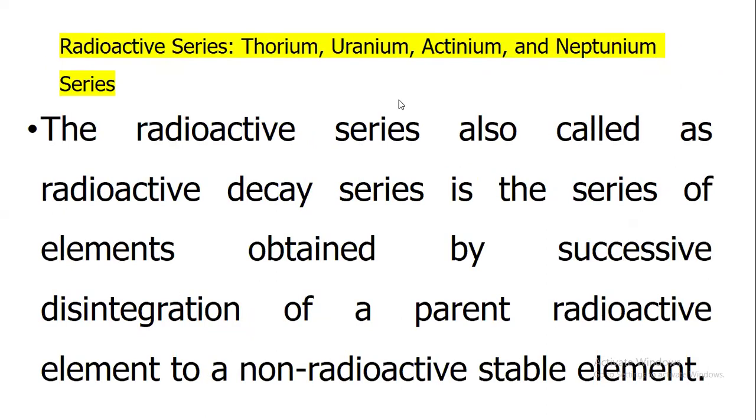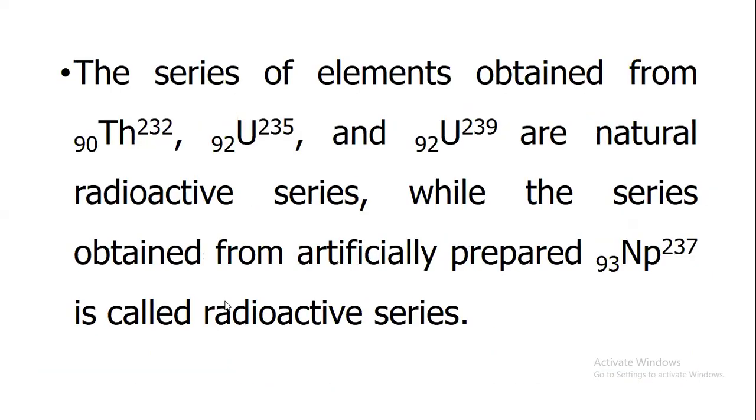Radioactive series: thorium, uranium, actinium, and neptunium series. The radioactive series, also called the radioactive decay series, is the series of elements obtained by successive disintegration of a parent radioactive element to a non-radioactive stable element. The series obtained from thorium, uranium-235, and uranium-238 are natural radioactive series, while the series obtained from the artificially prepared neptunium-237 is also a radioactive series.